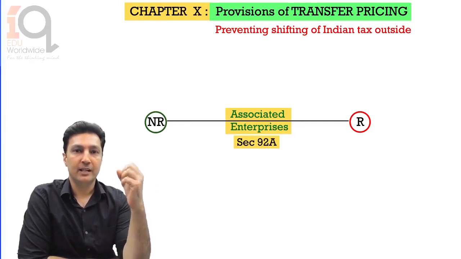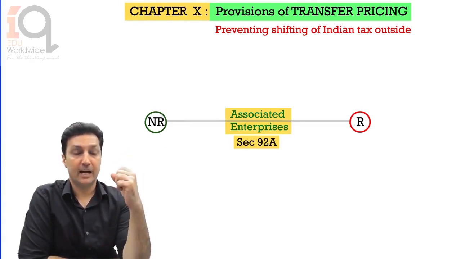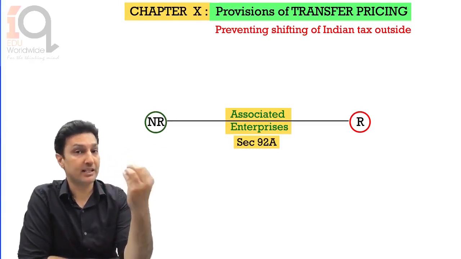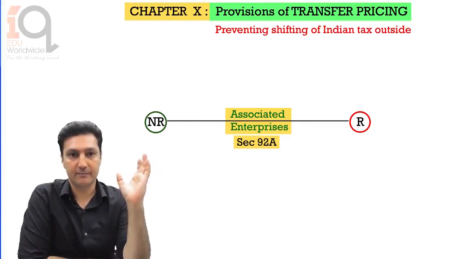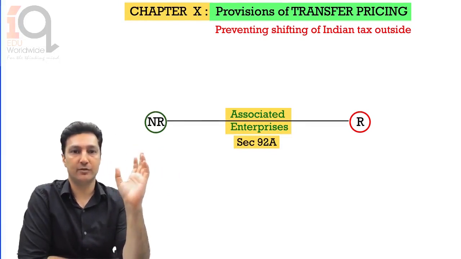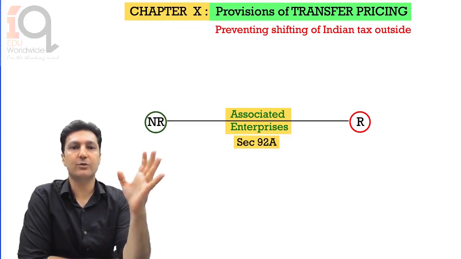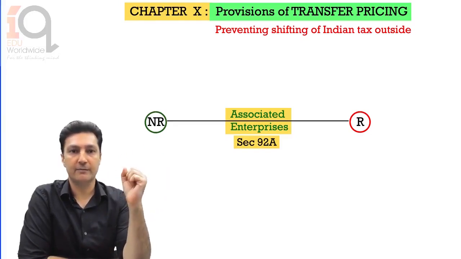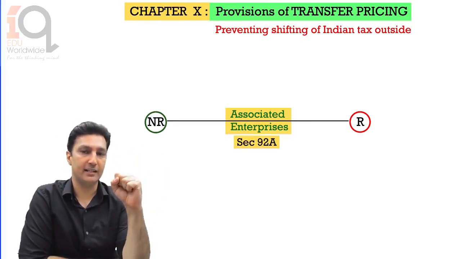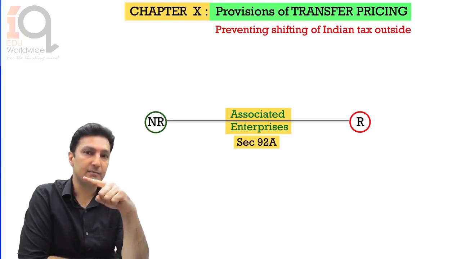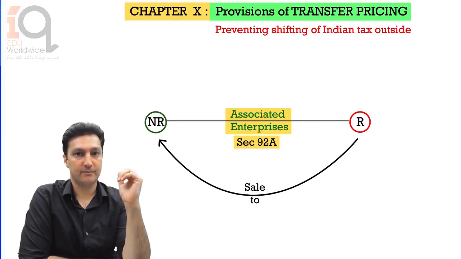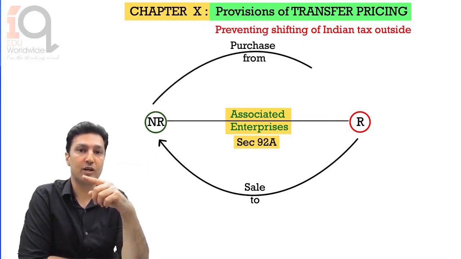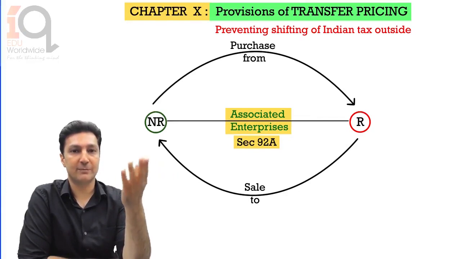For example, let's say there's an Indian entity. I didn't say branch, Indian entity. It could be a separately incorporated company or a firm or an individual, any person. And there is an entity in Singapore. And by applying 92A, there is what we call association, or they are associated enterprises. Now, how they can manipulate the tax in India is, the Indian resident, if he is selling to the non-resident, can under-invoice. If he is buying from the non-resident, can over-invoice, so that his expenditure in India will increase.